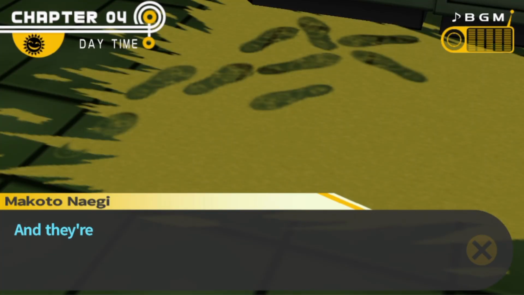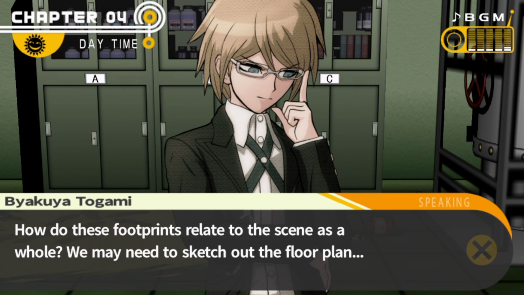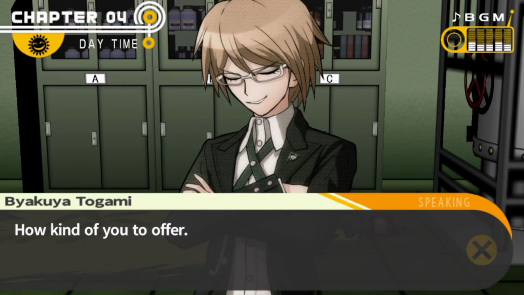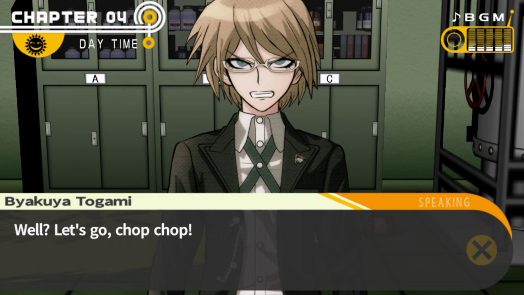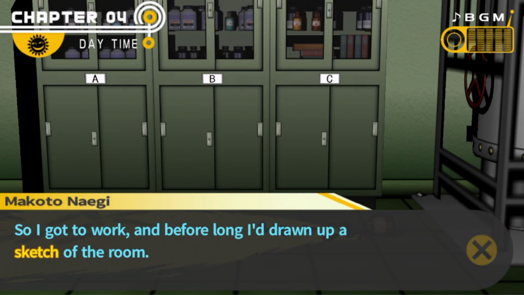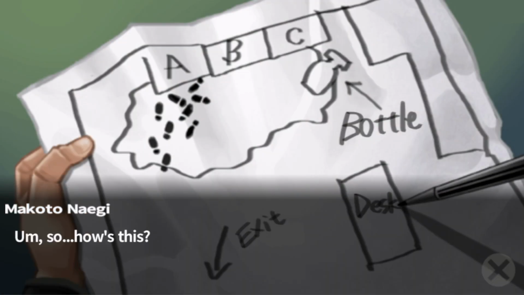These are footprints, and they're only in front of the left shelf. How do these footprints relate to the scene as a whole? We may need to sketch out the floor plan. By we, do you mean me? How kind of you to offer. With an insufferable smirk, he handed me a piece of paper and a pen. What? Well, let's go. Chop, chop. Okay. So I got to work, and before long, I'd drawn up a sketch of the room. So how's this? Not bad for you, I mean.